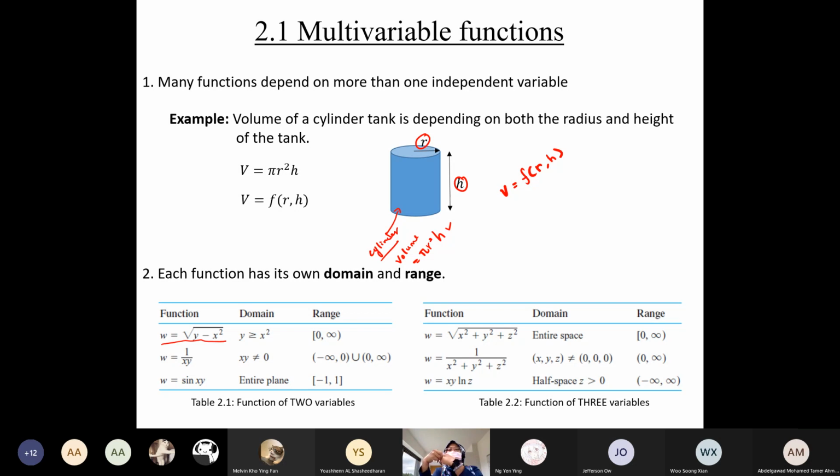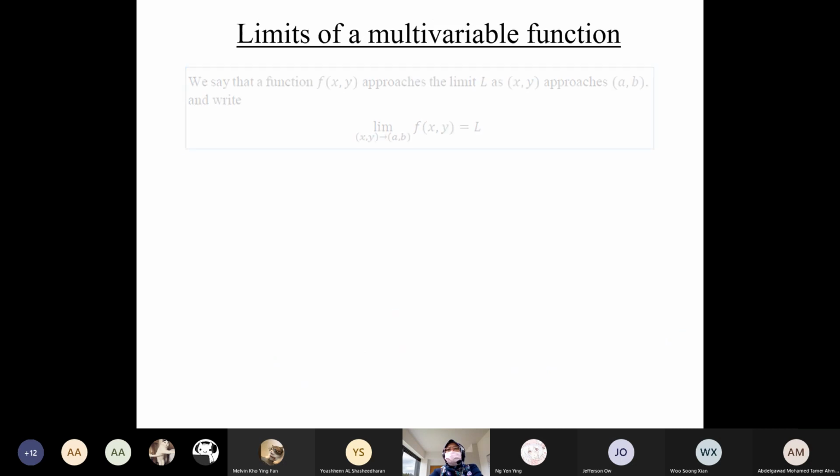In this table it shows you a function with two variables. You can see that x and y here are your variables. But in this table you have three variables, which are x, y and z. So in this table you have three variables, in this table you have two variables, right? So that is about the multivariable function.